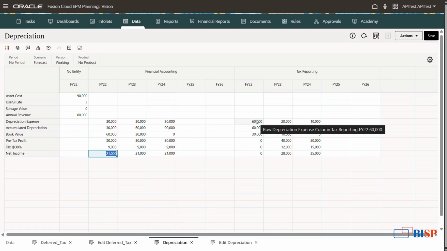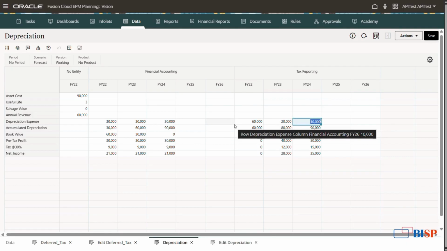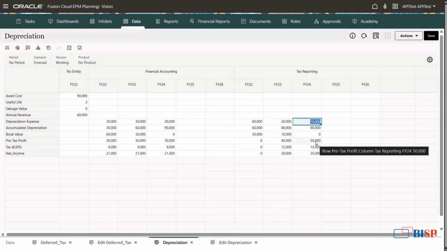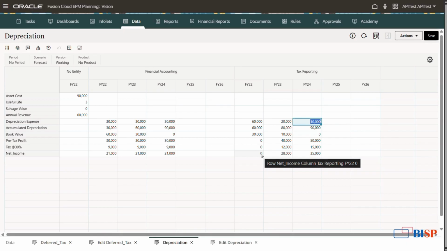Now let's compare this with the tax reporting section. Here the depreciation follows the double declining method. The depreciation values are 60,000, 20,000, and 10,000, exactly matching our Excel calculation. Accordingly, the book value reduces from 30,000 to 10,000 and finally becomes zero. The pre-tax profit changes to 0, 40,000, and 50,000, producing tax amounts of 0, 12,000, and 15,000. These values are exactly the same as the Excel, confirming that our depreciation calculation is working correctly.